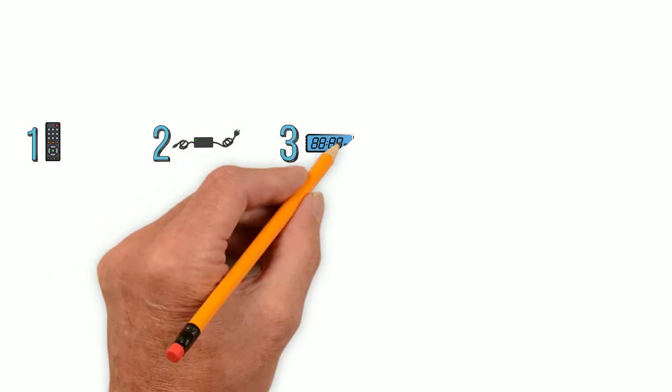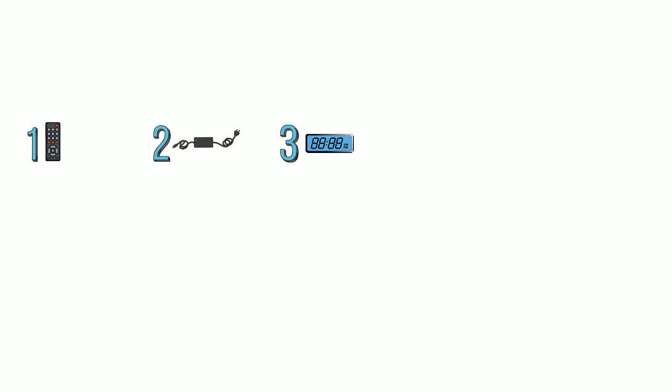Number 1, devices with remote control. Number 2, devices with external power supply or transformer. Number 3, devices with continuous digital display. And number 4, devices with rechargeable battery, always plugged in.